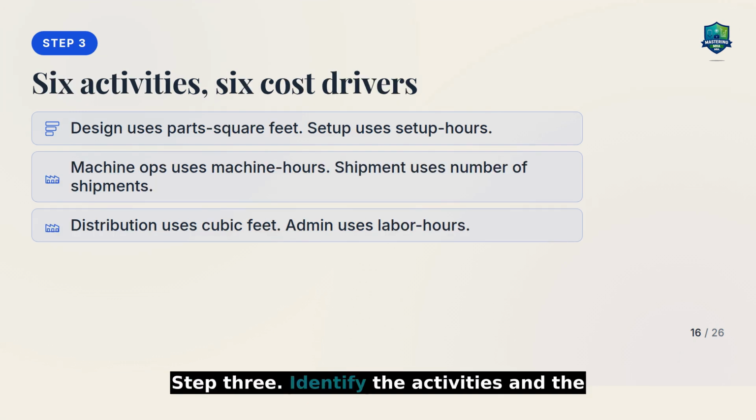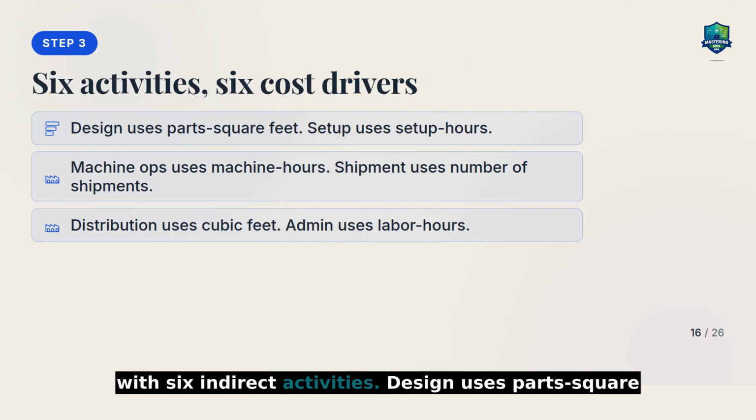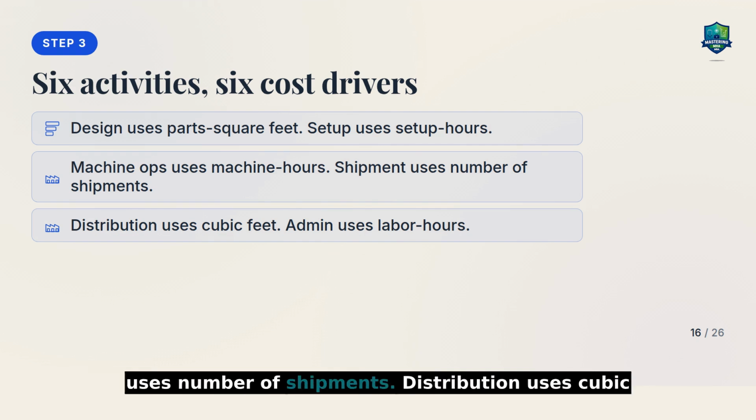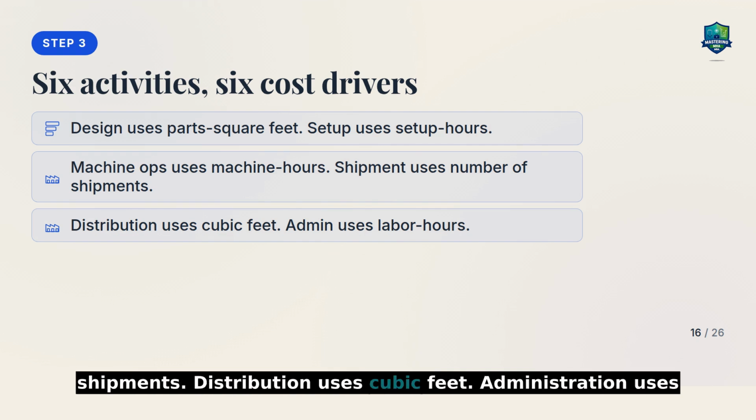Step 3. Identify the activities and the cost allocation base for each. Plastim ends up with 6 indirect activities. Design uses parts square feet. Setup uses setup hours. Machine operations uses machine hours. Shipment uses number of shipments. Distribution uses cubic feet. Administration uses labor hours.